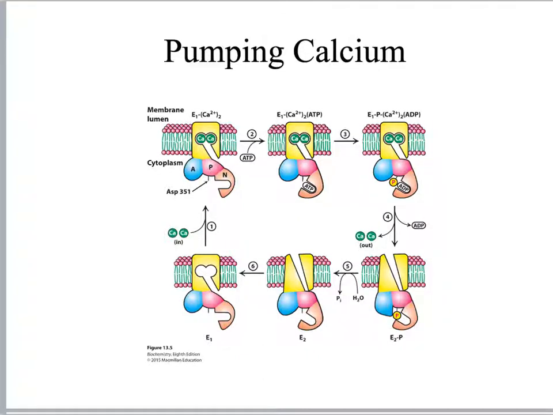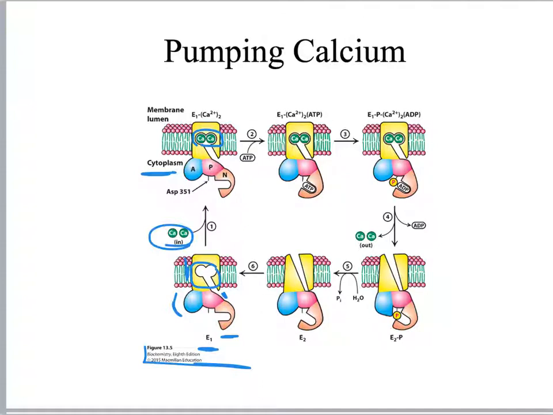So the protein starts in the unphosphorylated state. We call that the E1 state. We're going to start in this position. Here's our transmembrane portion, and then our A, N, and P domains there. We have our binding site in the middle here. So two calcium ions are going to come in, and they're going to bind that transmembrane portion. Calcium is going to bind on that cytoplasmic side, so the inside of that membrane.